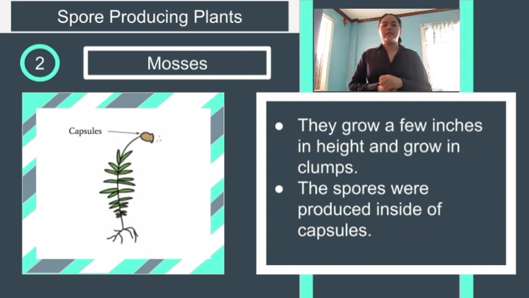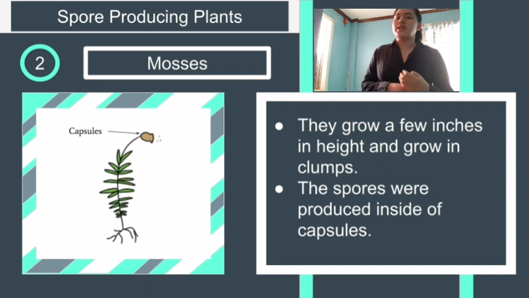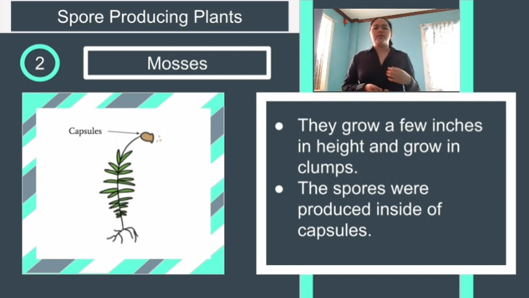Let's move on to the second one, which is the mosses. They grow a few inches in height and grow in clumps. The spores are produced inside of the capsules. Yes, you see that it looks like grass. Then at the top of the grass there's a capsule where it produces the spores.